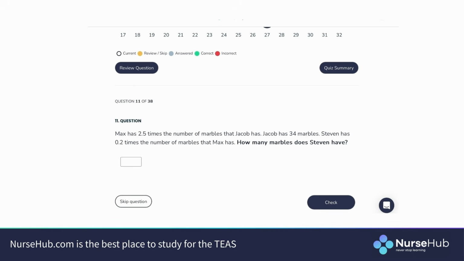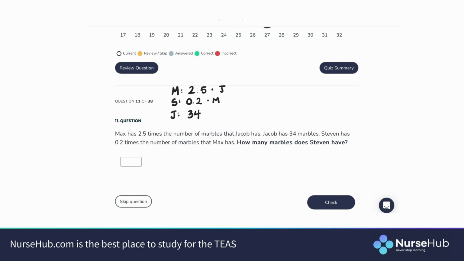When we are given a problem like this that has a lot of names, it's in your best interest to just write out the names. So we have Max, Stephen, and we have Jacob, and then we fill in. So it says Max is 2.5 times the number of marbles that Jacob has. So we know that Max's is 2.5 times J, or whatever Jacob has. Jacob actually has 34 marbles. And it says Stephen has 0.2 times the number of marbles that Max has. So that's a 0.2 times M.